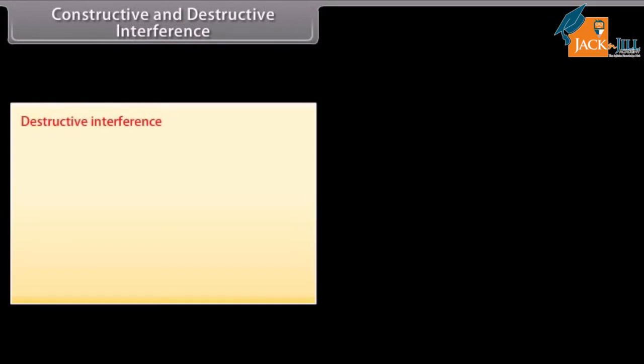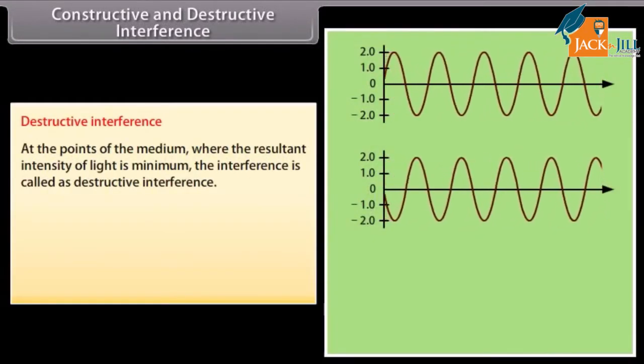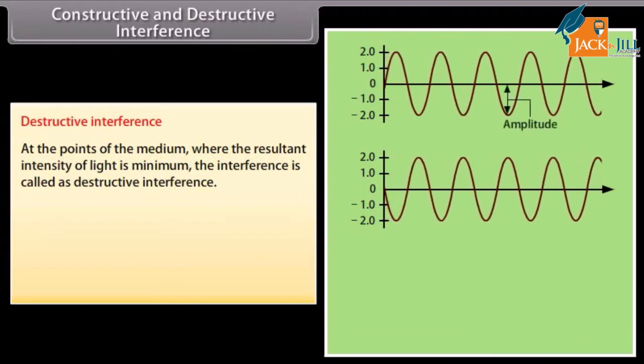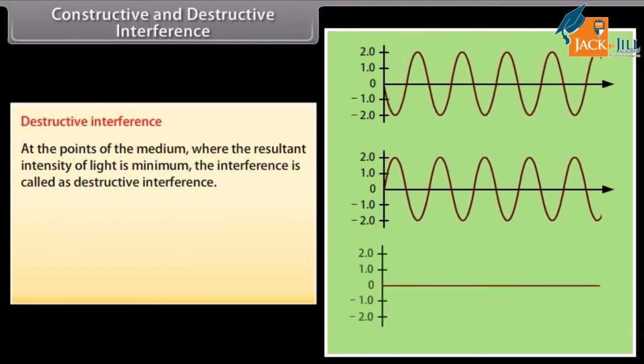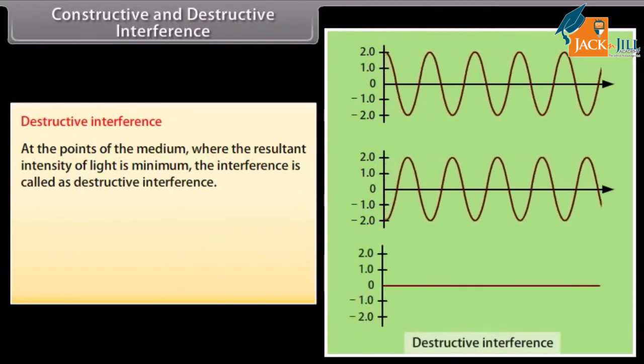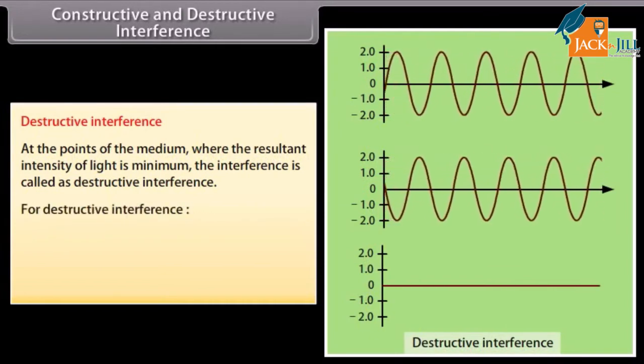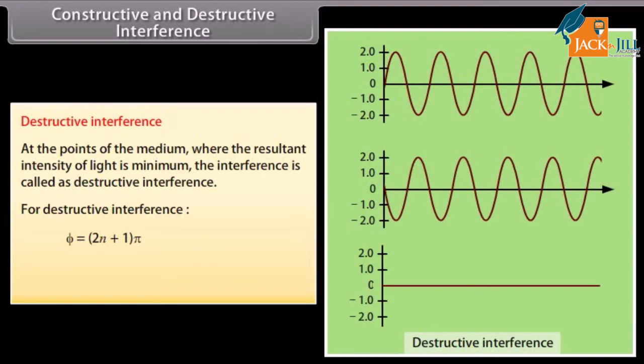Destructive interference: at the points of the medium where the resultant intensity of light is minimum, the interference is called destructive interference. For destructive interference, phi is equal to (2n+1)π or p is equal to (2n+1)λ/2.